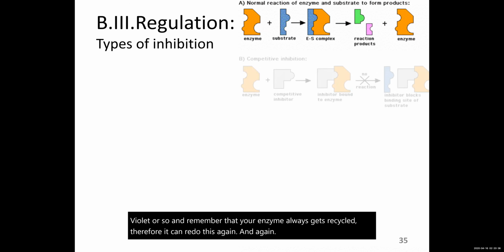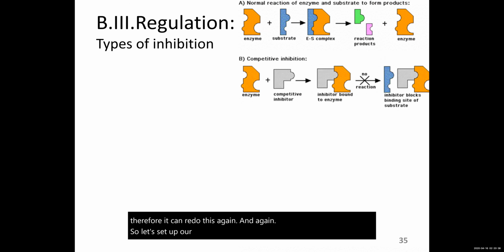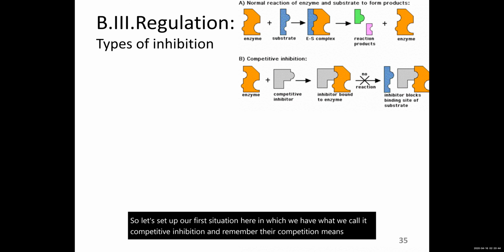So let's set up our first situation here in which we have what we call a competitive inhibition. And remember that competition means something else, something different gets into the pocket and inhibits it. In other words, something else gets in the way. So in this case, this gray inhibitor blocks the active site, preventing the original substrate, the blue one, from getting in. It's competing for the same spot. Everybody okay with this?